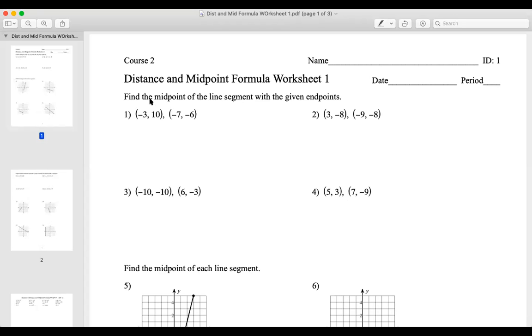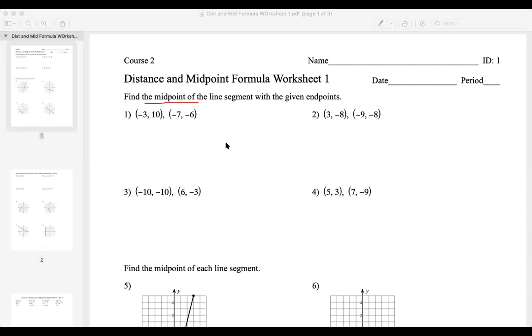So this is what it looks like. So it says distance and midpoint formula worksheet 1. We'll do worksheet 2 on Tuesday. So the first thing it says to do, questions 1 is midpoint. So just make sure you read the instructions. So it says find the midpoint. So we're going to use the midpoint formula for both of these.